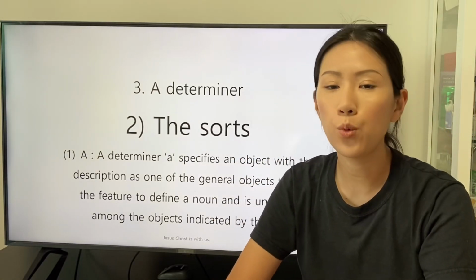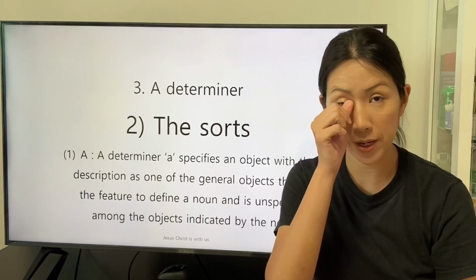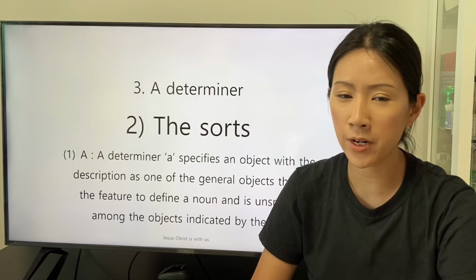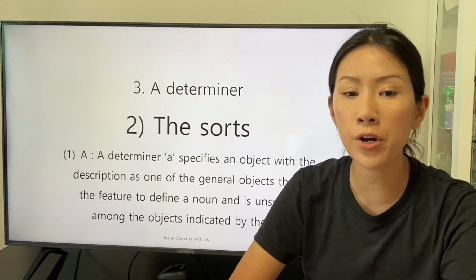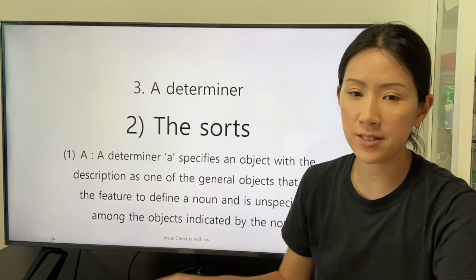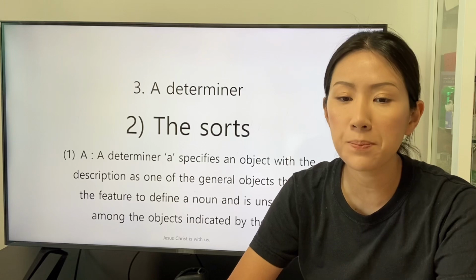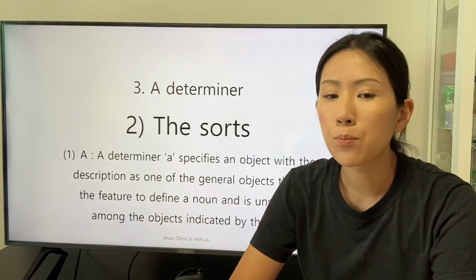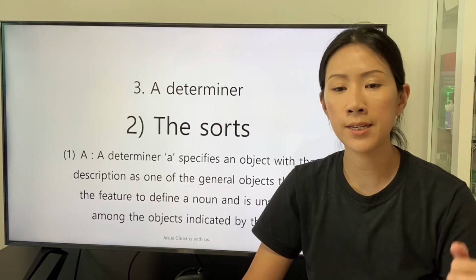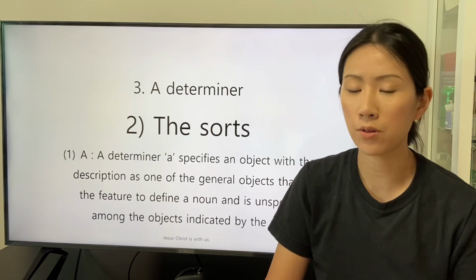From now on, let's start to study the search of a determiner. The first determiner is the indefinite article a. A determiner a specifies an object with the description as one of the general objects that has the feature to define a noun and is unspecified among the objects indicated by the noun.